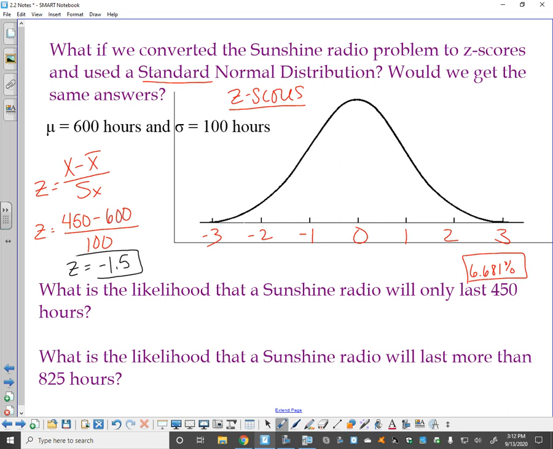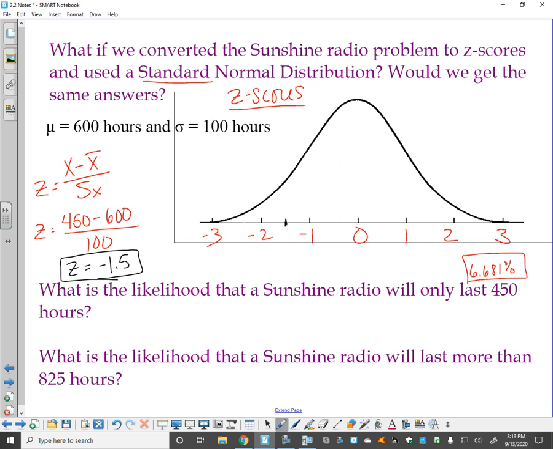Now, does it make sense? Let's think about this and make sure it makes sense. Does it make sense that my z-score is negative? Yes, it does, because 450 is below the mean of 600. Does it make sense that my z-score is a negative 1.5? Well, yes, it does, because that would put it about here. And if my standard deviation is 100, that would be 150 hours less than the 600.